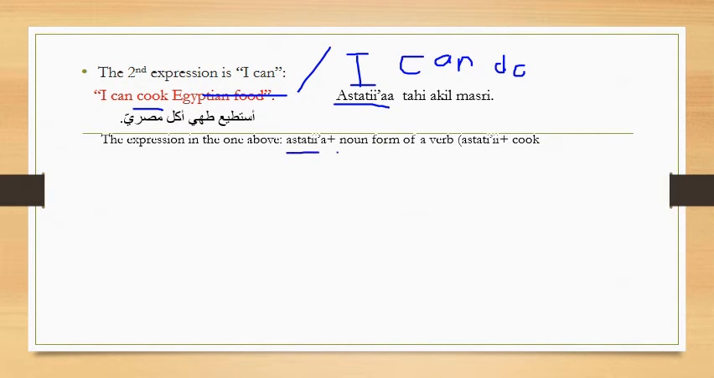So here أستطيع plus the noun form of the verb. We're not using the verb, we are using the noun form of the verb. We've learned that in the previous slide, cook means طهي. Egyptian food is what? أكل, or we can say طعام, it's better. So طعام المصري. Egyptian is المصري. We've taken this also before. So أستطيع طهي الطعام المصري.